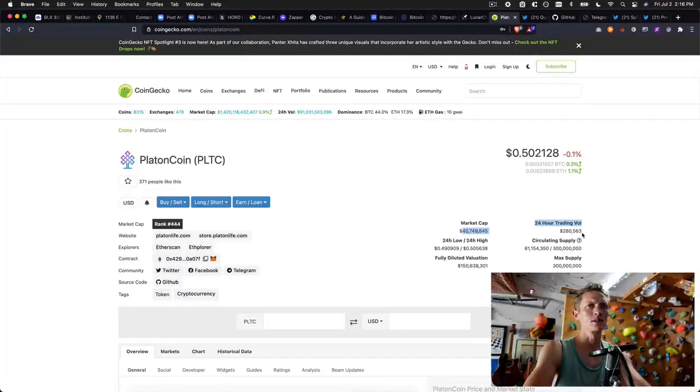Trading volume is relatively low, $280,000 in the last 24 hours. So that already is kind of an indication of not a lot of volume relative to the market cap. We can see that there is a max supply of 300 million coins. But I also see that the circulating supply, there's only 81 million coins released.